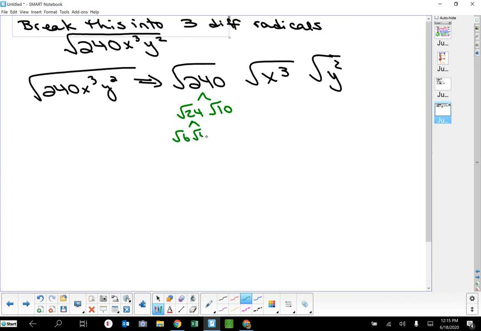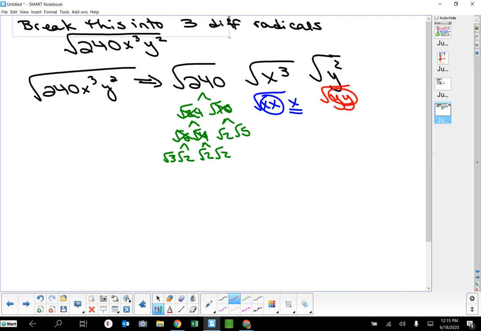24 is 6 times 4. 10 is 2 and 5. 6 is 3 and 2. 4 is 2 and 2. Those are all gone. Okay, that's done as far as it'll go. My x cubed is x times x times x. So this groups together. This won't come out. And then my y is y times y, and those group together.